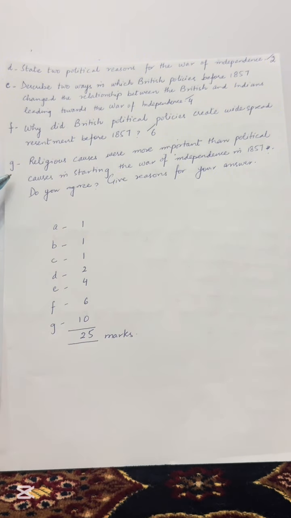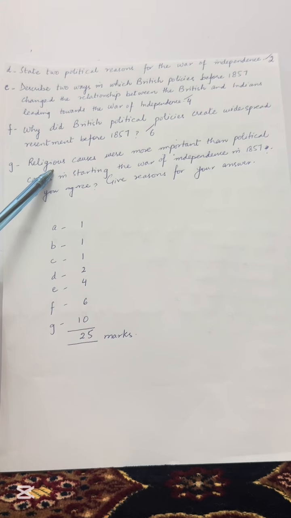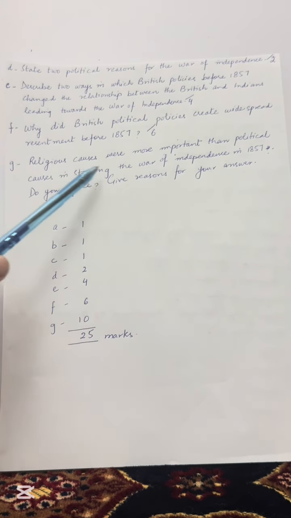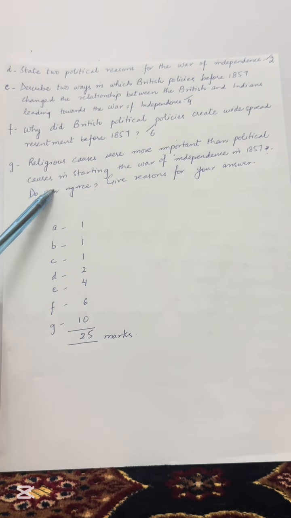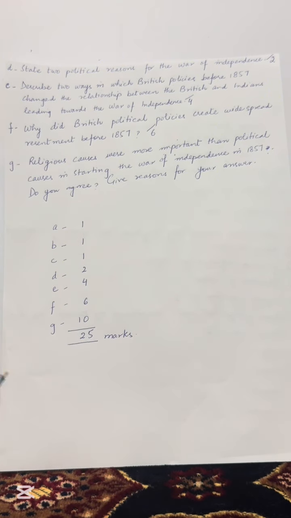Part G says, religious causes were more important than political causes in starting the War of Independence in 1857. Do you agree? Give reasons for your answer. For this as well, the criteria have changed. If you have given 1 developed paragraph for religious causes and 1 developed paragraph for political causes, then 2 well-developed paragraphs will earn you 9 marks.